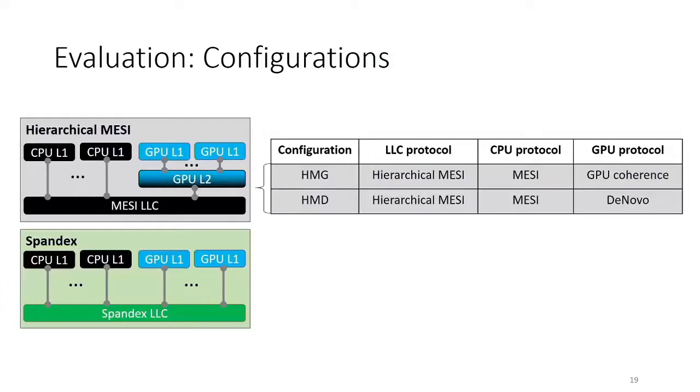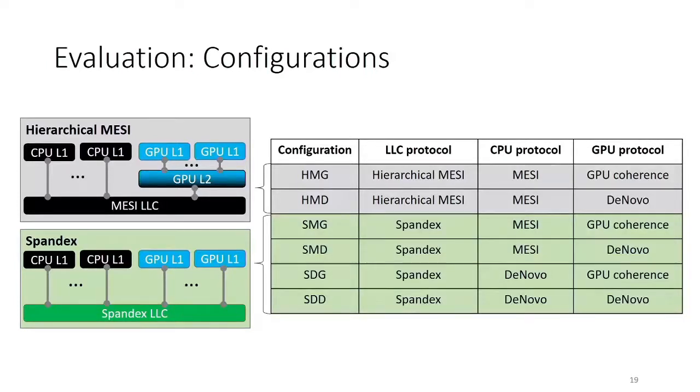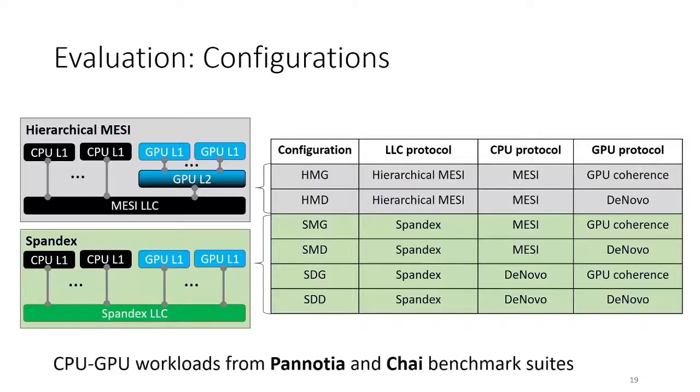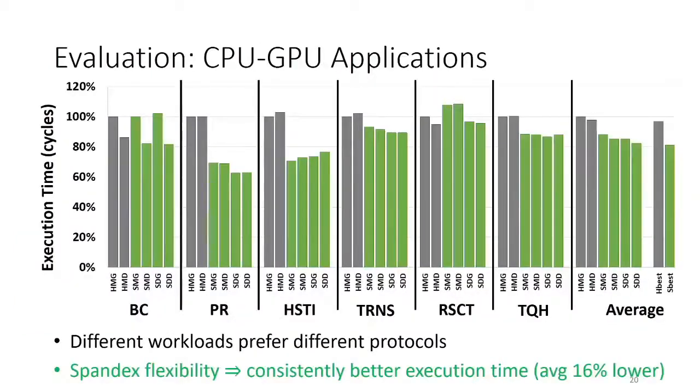We have different versions for Spandex, where the CPU and the GPU are directly connected to Spandex, as is allowed by Spandex. And here, the CPU can be either MESI or DeNovo, and the GPU can follow GPU coherence or DeNovo, creating 4 different configurations. Our workloads are workloads that use both the CPU and GPU from Pannotia and Chai benchmark suites.